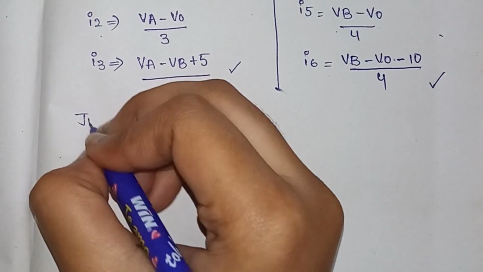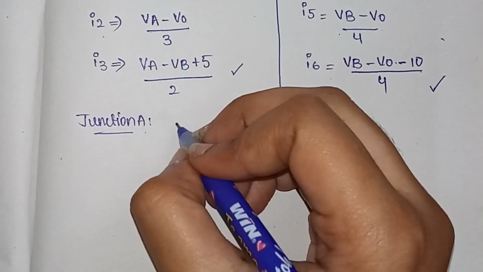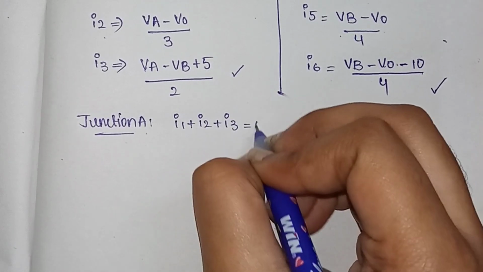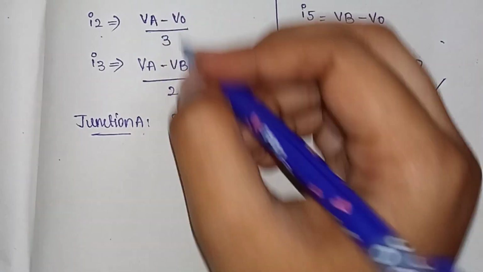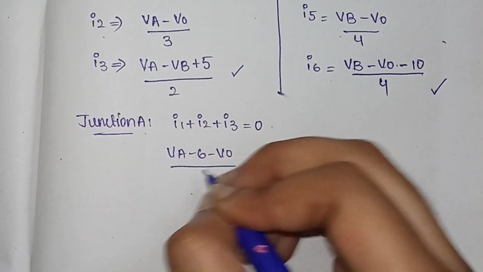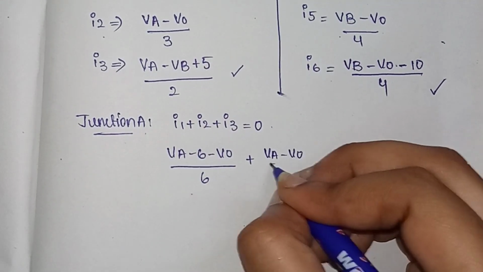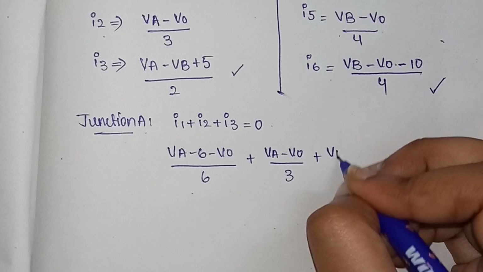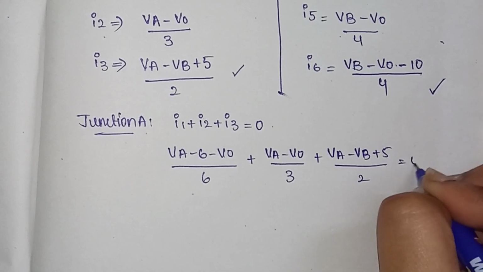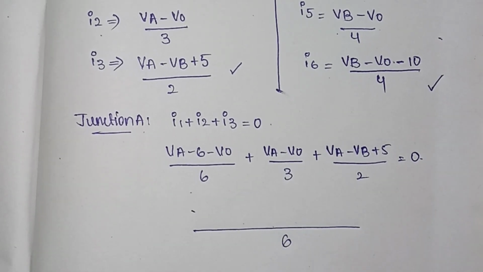Now for junction A, we have I1 plus I2 plus I3 is equal to 0. If we substitute, (VA minus 6 minus V0) by 6 plus I2, (VA minus V0) by 3, plus (VA minus VB plus 5) by 2 is equal to 0. If we take an LCM, we will be getting 6 as our LCM.